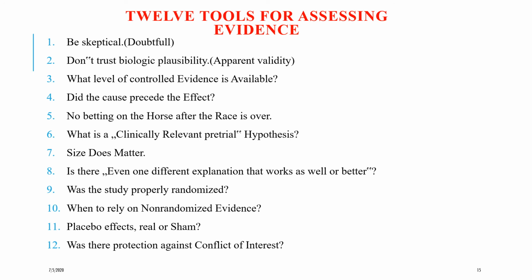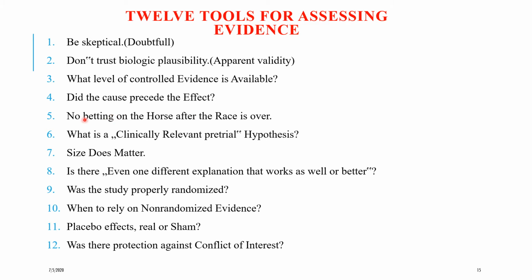The 12 tools for assessing evidence. The first is be skeptical, that is, always doubtful. Don't agree with anything. Then don't trust biological plausibilities, that is apparent validity. You should have clear-cut validity. What level of controlled evidence is available? Control means they should have compared different materials for similar treatment. Then if you found one is good, then you have to keep it for practice.